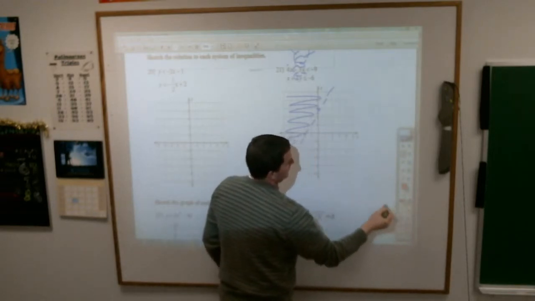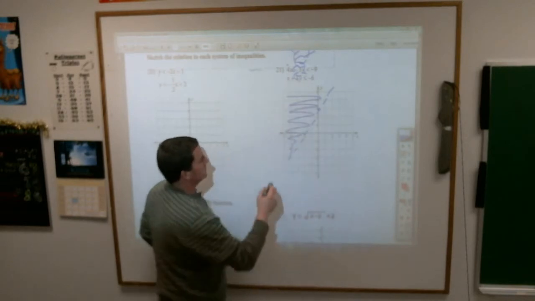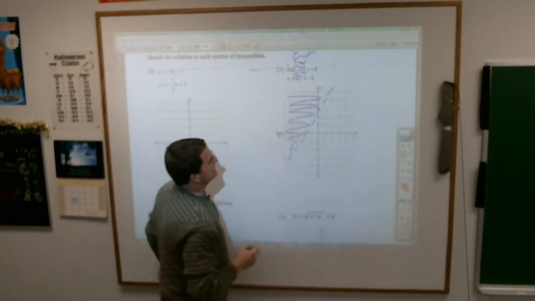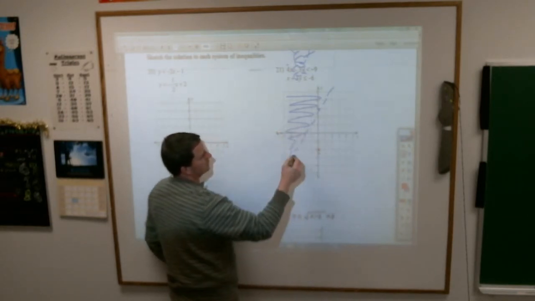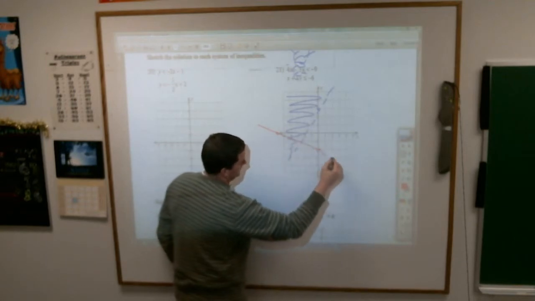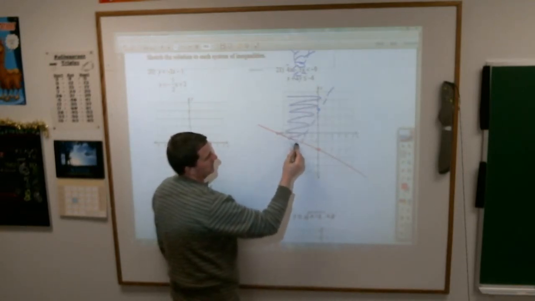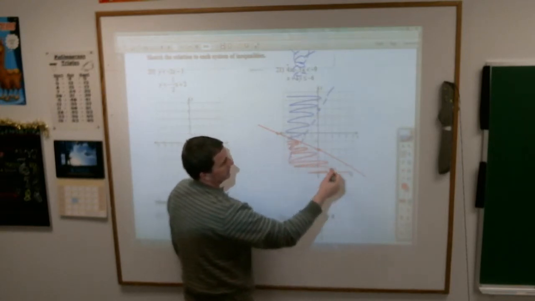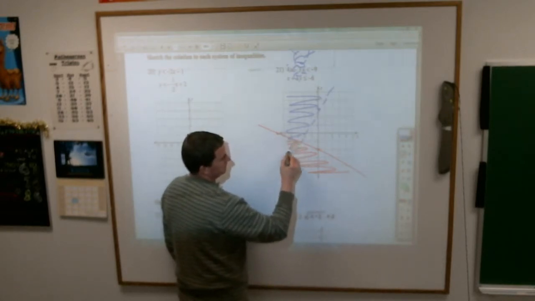On the other side, this one's a little easier. X is negative 6, you don't have it, so again, you kind of guess over there. Y is negative 2. It's equal to, so it's a solid line. It is less than or equal to, so you shade the bottom half. And the place where they overlap is this little smidgen right here.